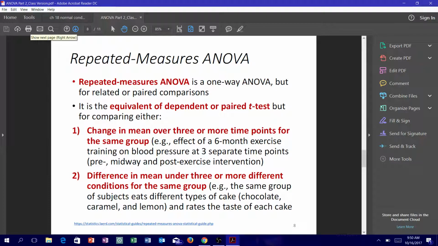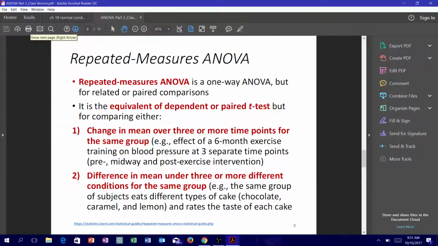It wouldn't be repeated measures ANOVA if you got 3 different groups and you asked each to taste each of these cakes. That wouldn't be repeated measures ANOVA, because now the groups would be independent. And these are very important concepts for you to know.